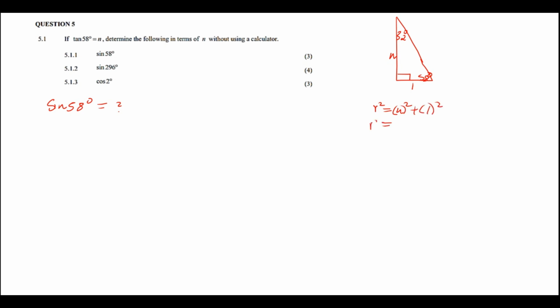Thereafter, r squared is equal to n squared plus 1. Then r is the same as the square root of n squared plus 1. Then our answer here will just be the opposite, which is n, divided by the hypotenuse, which is the square root of n squared plus 1. That's it. We are done with the first question.